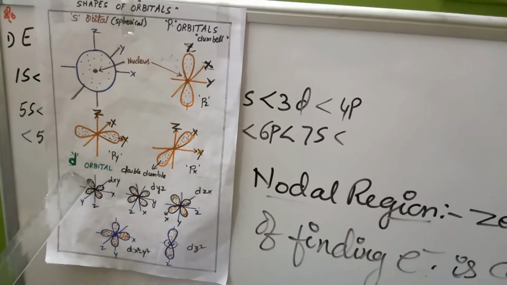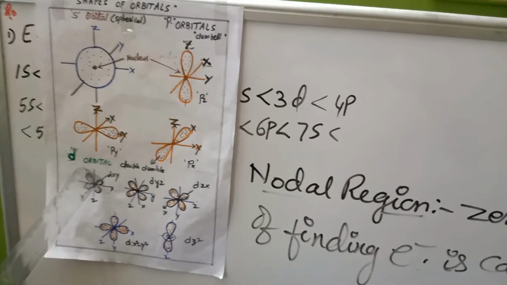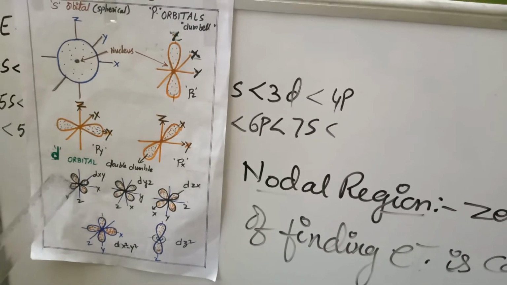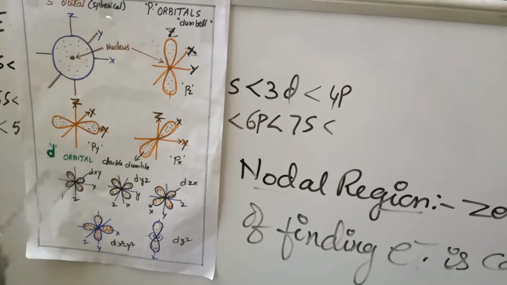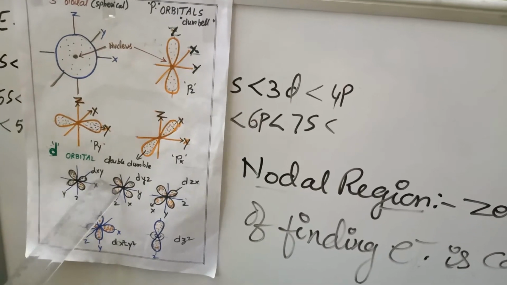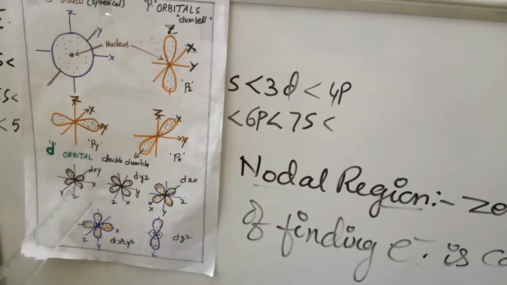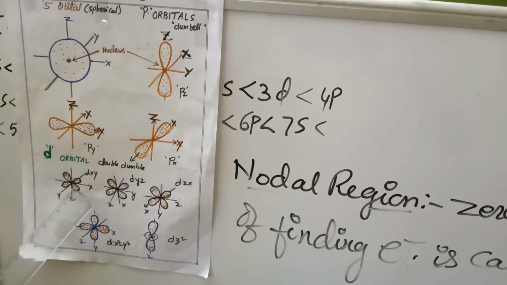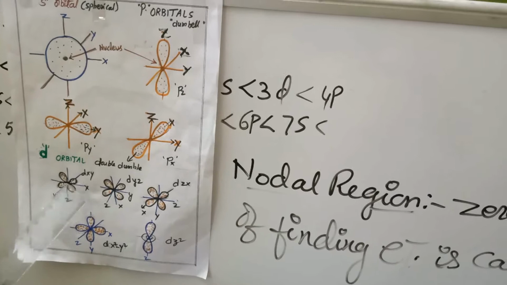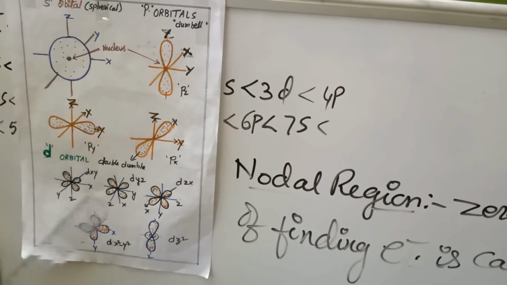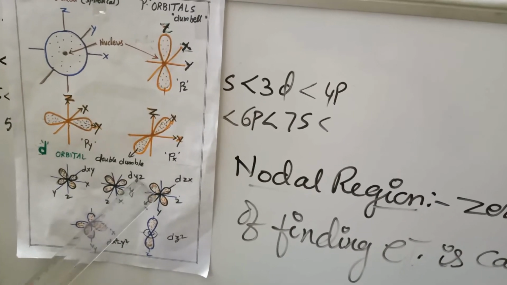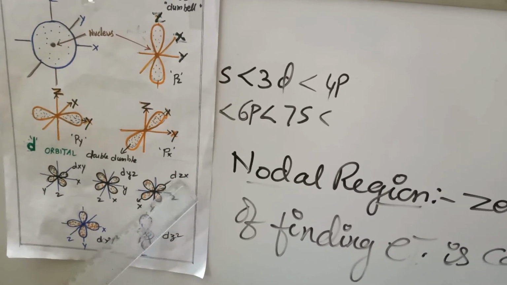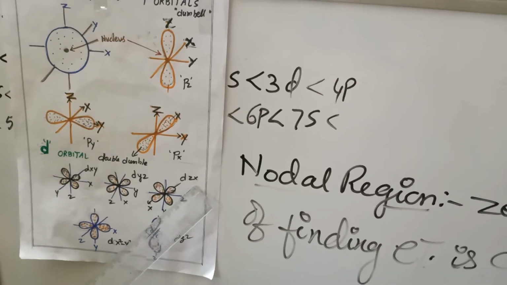Now let us learn about the d orbital. The d orbital has a double dumbbell shape. Double dumbbell shape means two dumbbell shaped orbitals are lying here. So for dxy, the two dumbbell shaped orbitals lie across the x and y axes. Here these two lie in between the y and z axes, and these two dumbbell shaped orbitals lie in between the z and x axes.